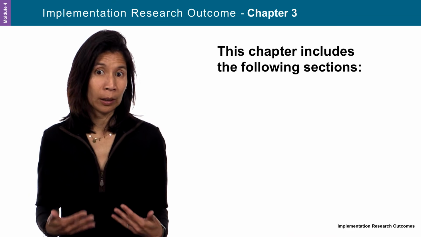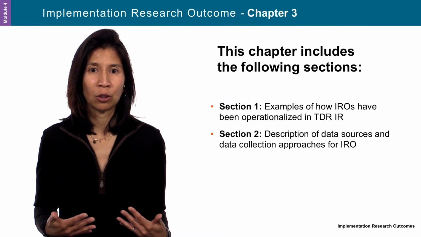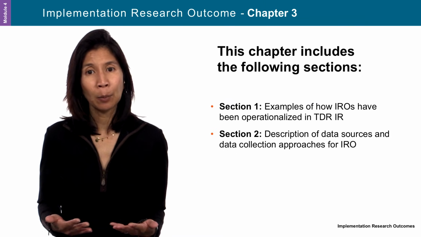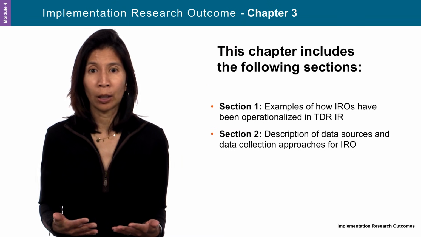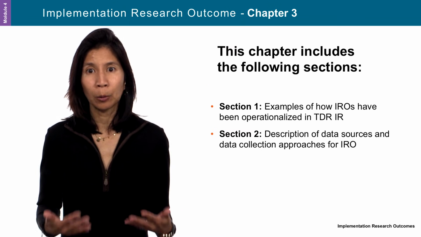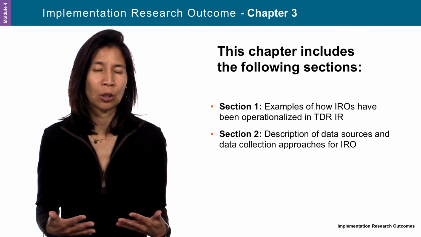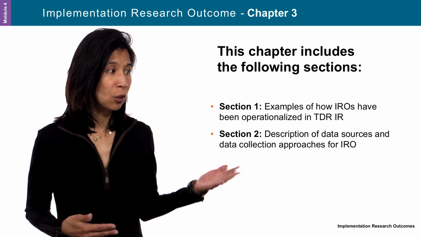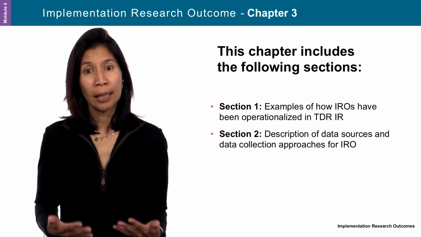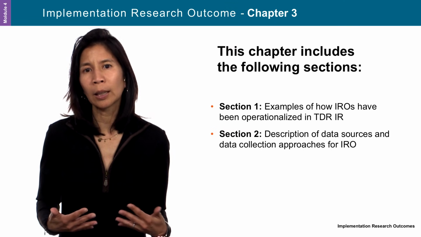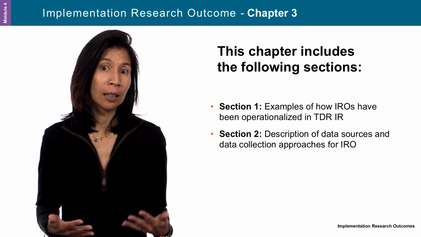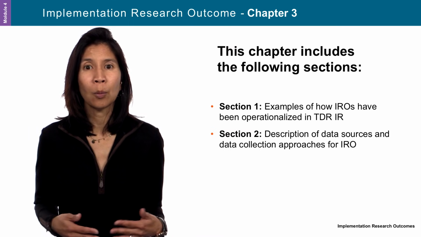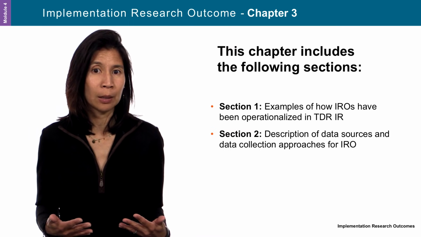This chapter specifically will be divided into 2 sections. In Section 1, we will discuss examples of how implementation research outcomes have been defined and operationalized in implementation research focused on infectious diseases of poverty in the field. In Section 2, we will describe data sources, in other words, from whom we will collect data, and data collection approaches, in other words, what methods we will use to collect data to support implementation research outcomes.